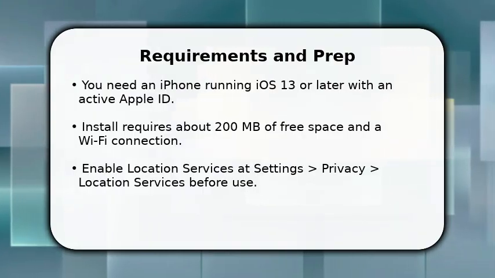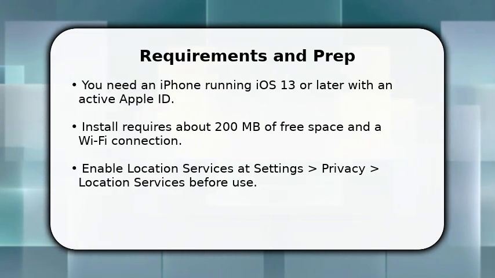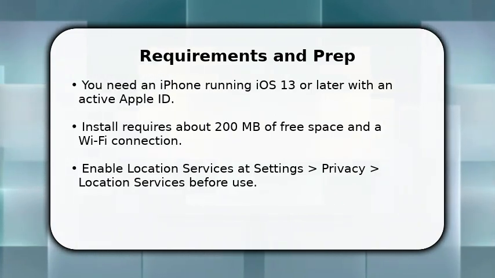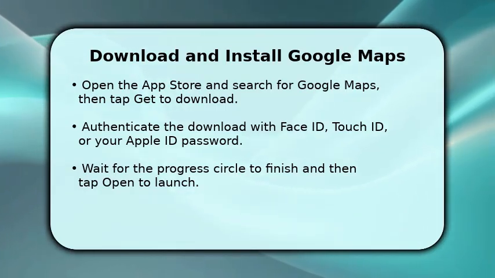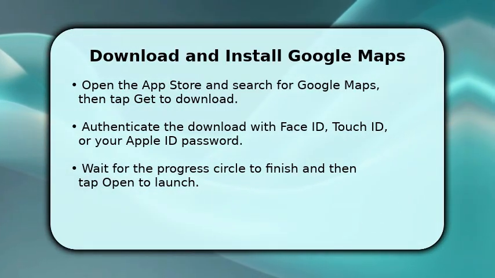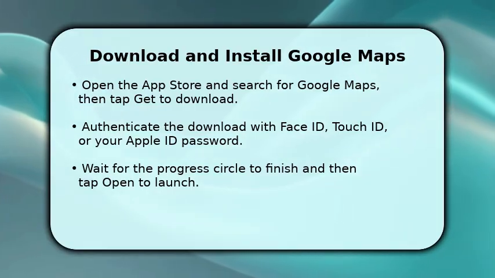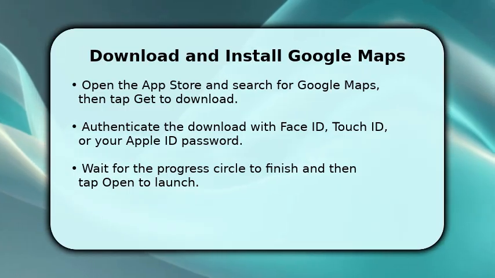These simple checks avoid download failures and let Google Maps access your location immediately after installation. Open the App Store on your iPhone and tap the Search tab at bottom. Type Google Maps in the search bar and locate the official Google LLC app. Tap Get, then install and authenticate with Face ID, Touch ID, or your Apple ID password.